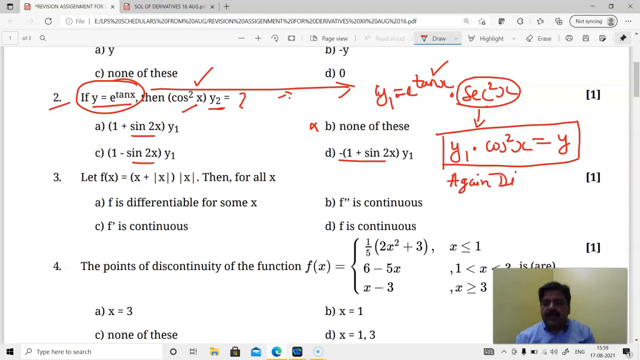This differentiation is y2 and cos square x as it is. But further moving, we'll get y1 into 2 cos x into sin x, and this is with the negative sign, for a simple reason: the derivative of cos x is going to be negative 1, and this y1 is already there, or you can say it is a y dash.